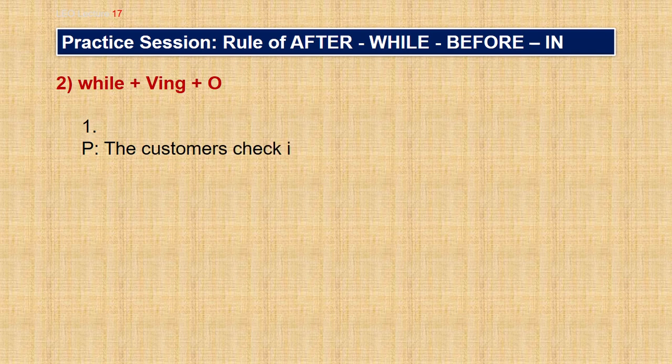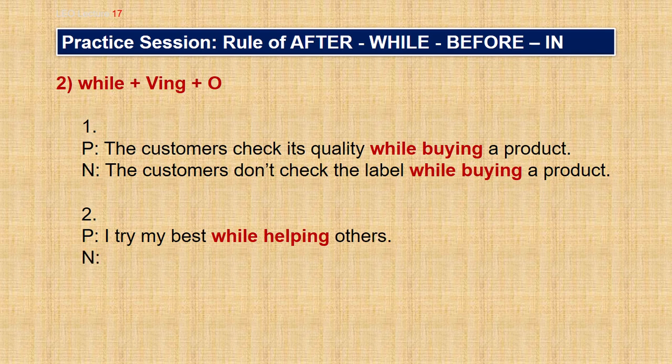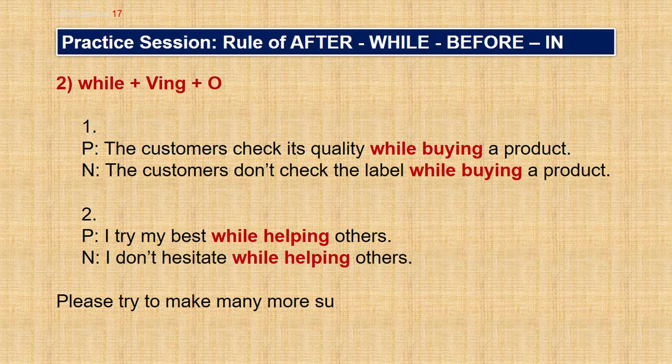On the next screen we have the rule of while. We have a couple of sentences using while, and the same thing happens with while as well, because the second rule is while plus verb ing plus object. In a sentence there are two verbs: check, the customers check, and while buying a product. So we have buy and check, two verbs in the first sentence, whereas in the second sentence we have the verbs of trying and helping. There is no ing behind try, but obviously the verb preceded by while has the ing form. So try making more such sentences.